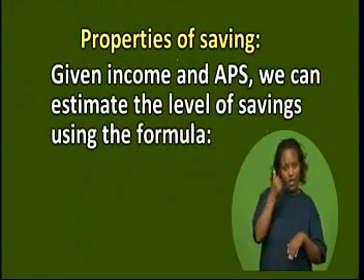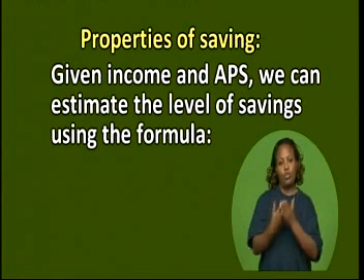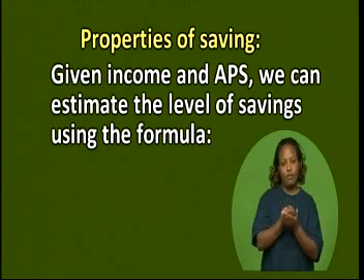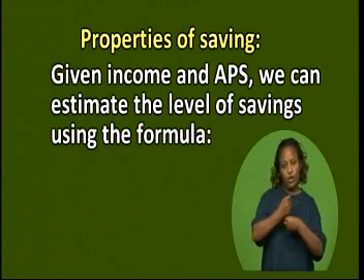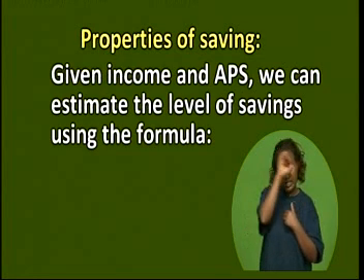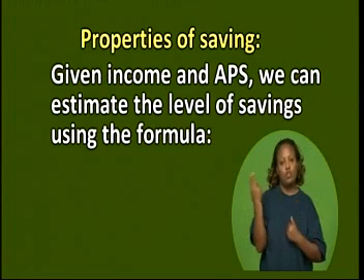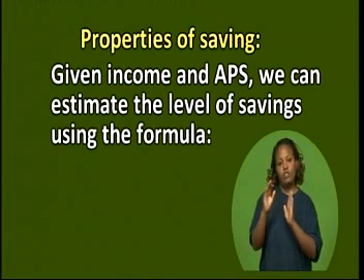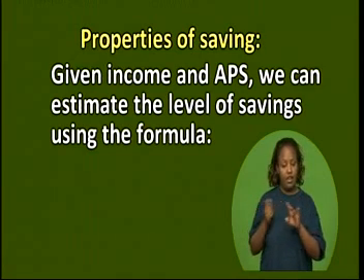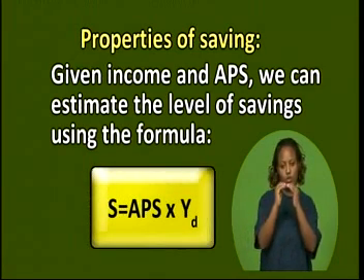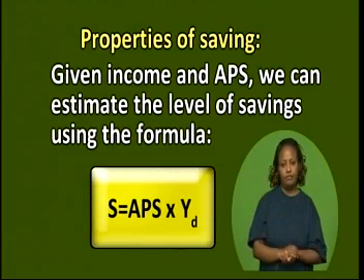If we know the APS and total income of the economy in a given year, we can easily estimate the level of savings by rearranging the formula given earlier as S equals APS times YD.